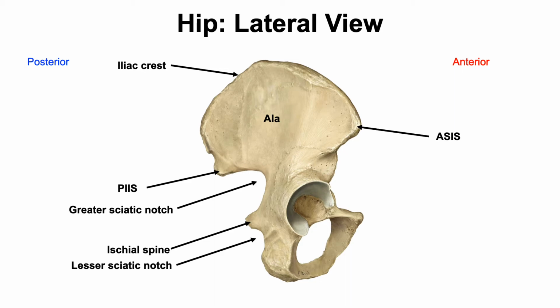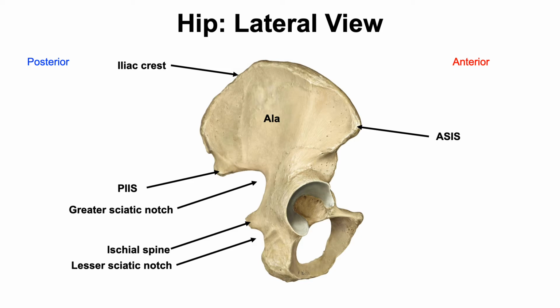Now moving posteriorly, we have several more things. On this side, you'll notice two indentations. One is called the greater sciatic notch. This is the larger and more superior of the two notches of the hip. It is bracketed on its superior edge by the PIIS, the posterior inferior iliac spine, and inferiorly it is bracketed by the ischial spine.